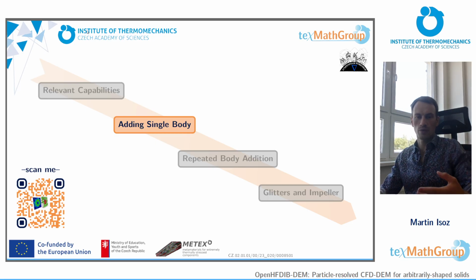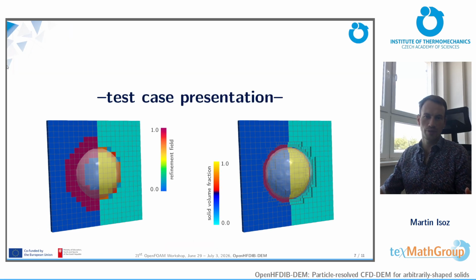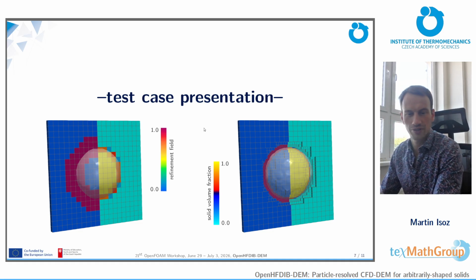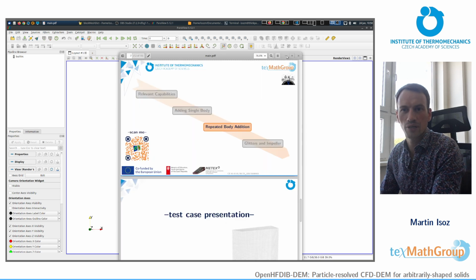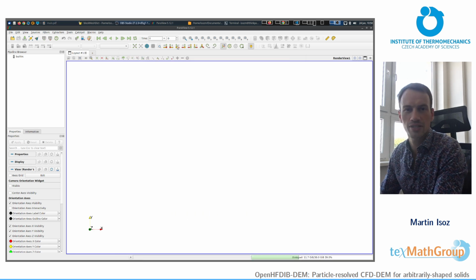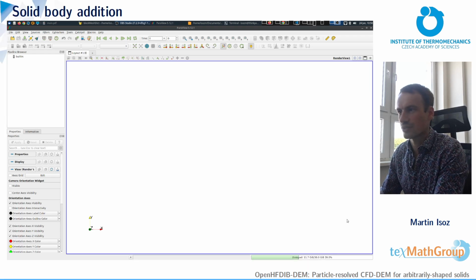So now let's go for the tutorial itself, and let's see how to add a single body into a computational domain. At the end we should have something like this sphere, where the solid is defined through this lambda field that has the meaning of solid volume fraction in each given cell. So I will jump out of this presentation, minimize it, and switch to some better layout.